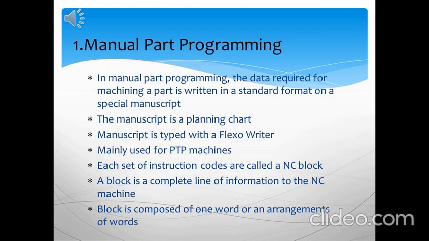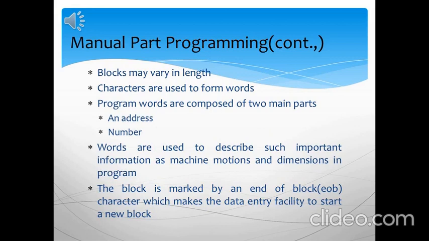Each set of instruction codes is called the NC block. A block is a complete line of information to the NC machine, and the block is composed of one word or an arrangement of words. The blocks may vary in length, and characters are used to form words. Program words are composed of two main parts: an address and a number. Words are used to describe such important information as machine motions and dimensions in the program. The block is marked by an end of block (EOB) character, which makes the data entry facility start a new block.